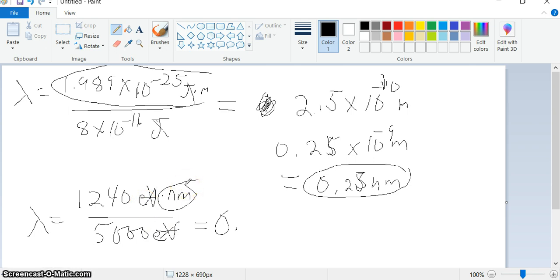So it's going to be 0.248 nanometers, or 0.25, right? 2.25 nanometers, which you see that they're both the same. Either way that you do it, it works out exactly the same, which is always a good thing. It's a good way to check yourself.